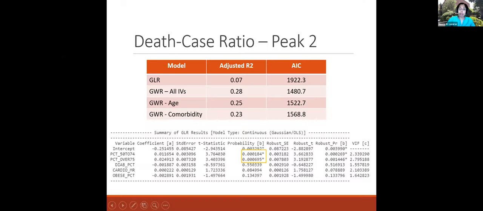This is a summary of the second dependent variable, which is death to case ratios for peak two. In this case, you'll notice that the model fit is much weaker compared to the model for incidence rates. The GLR adjusted R square is 0.07, and while it has improved in the GWR model, it is still very low at 0.28. In this case, the significant B coefficients were only the age cohort variables at the 95% confidence interval.